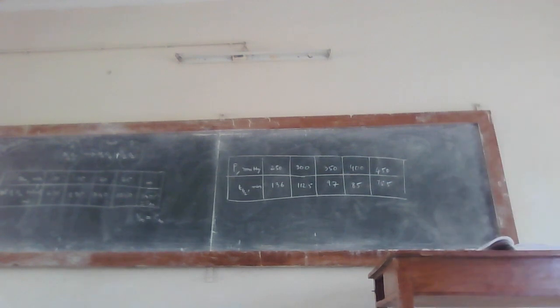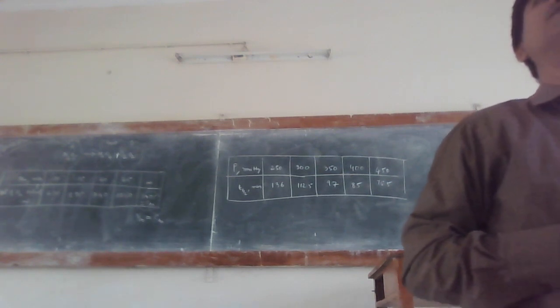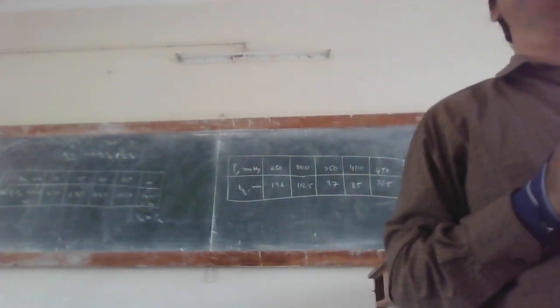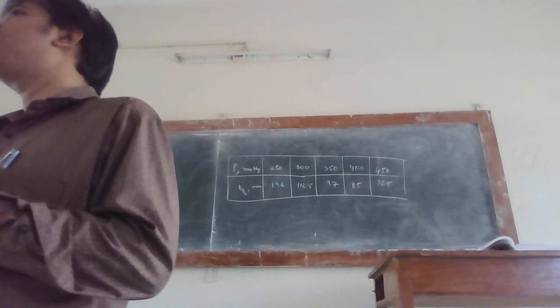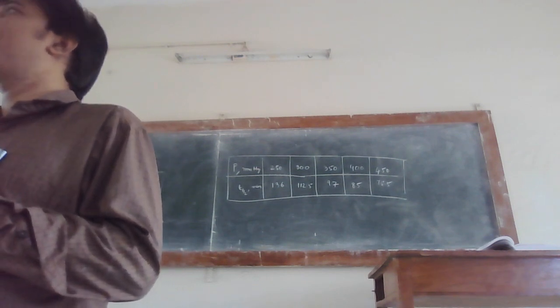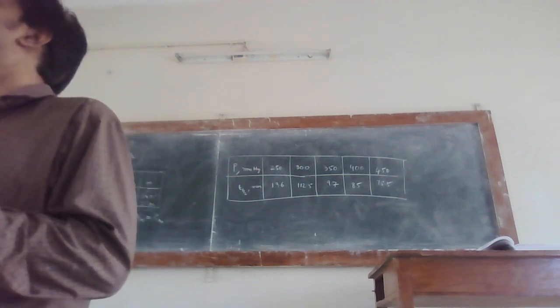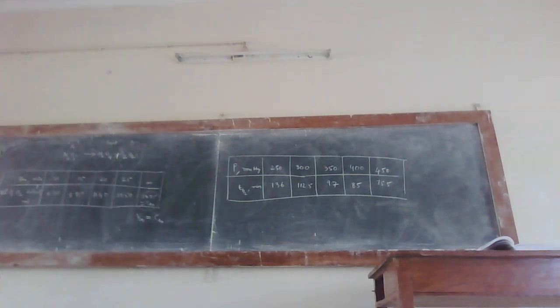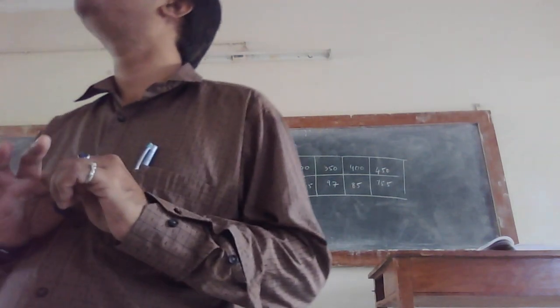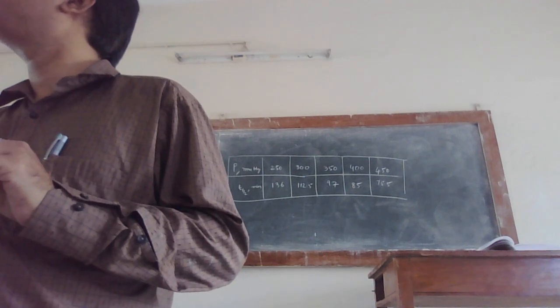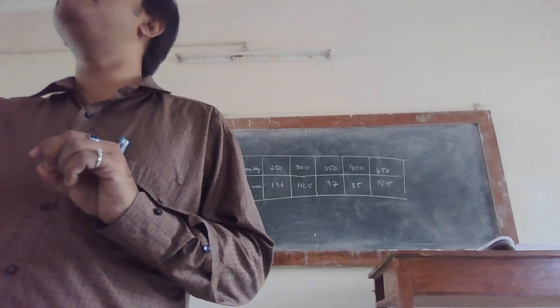Tell me the formula. Concentration formula. Concentration CA is equal to... what is PA? Partial pressure. Keep in mind it's a partial pressure.